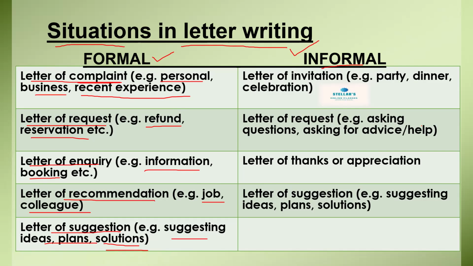Informal type includes letters to friends or relatives, right? Family members, the members who are in blood relations. So we can write letters to them. Here we can write a letter of invitation for a party, birthday party, anniversary party, dinner, or celebration of any kind of achievement. Letter of request includes asking questions or asking for advice or help from anyone, from your relatives or friends. Next is letter of thanks or appreciation.